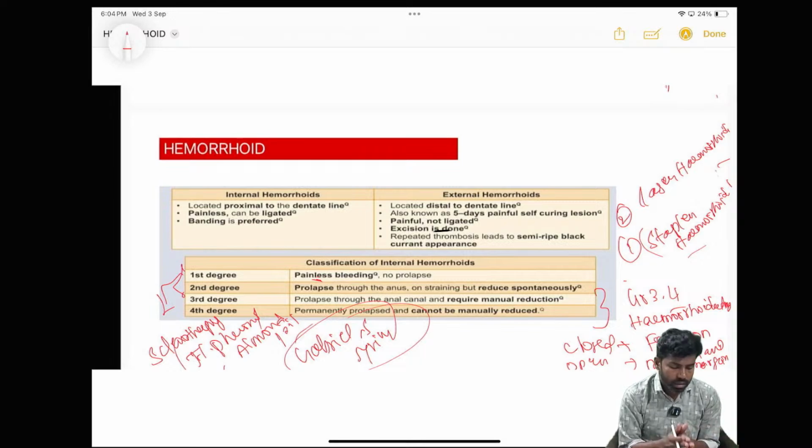So internal hemorrhoids are above the dentate line, and external hemorrhoids are below the dentate line. Internal hemorrhoids are painless, external are painful. So these are the 4 grades. Now, what are the complications of hemorrhoids?